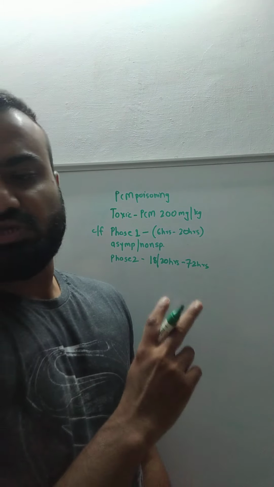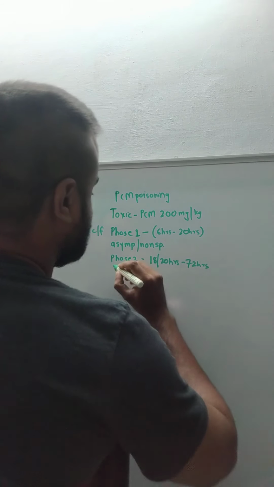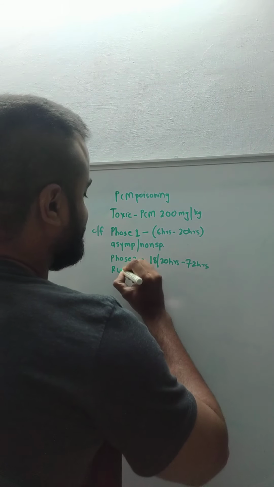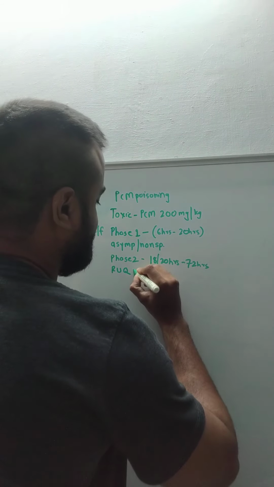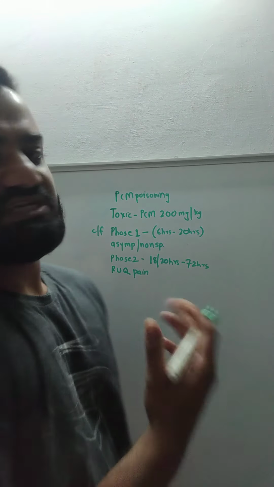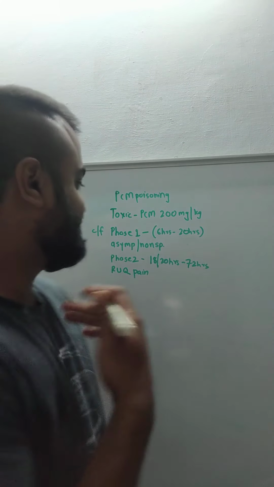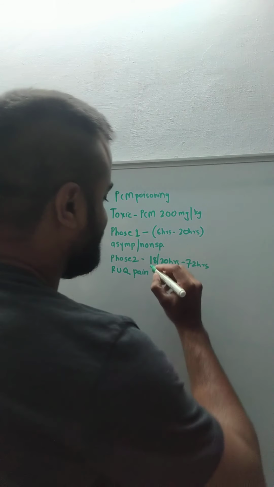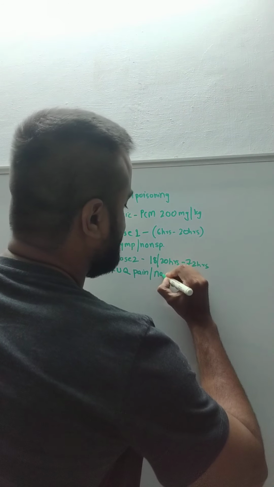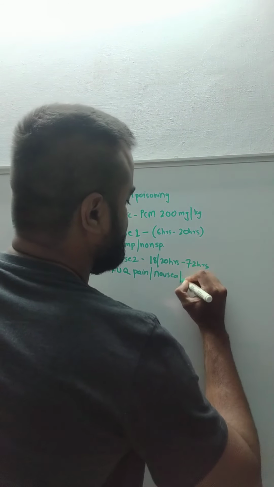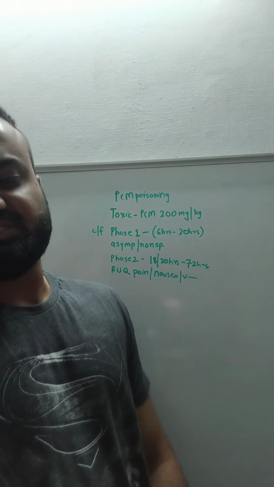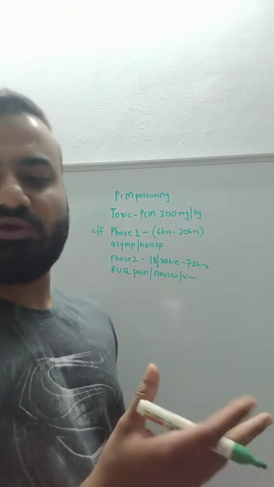Now in phase 2, there is specific abdominal pain in the right upper quadrant. There is pain which is suggestive of hepatic etiology, and there are signs of hepatic failure like nausea, vomiting, decrease in consciousness, hypotension, and oliguria.